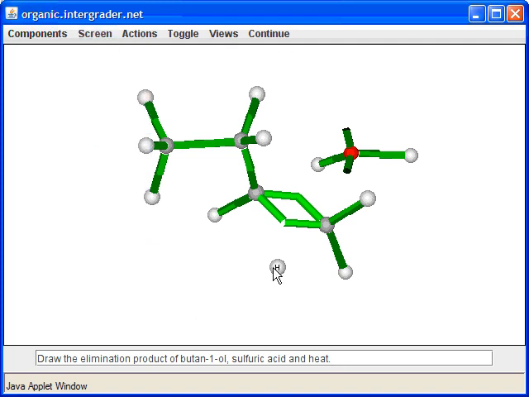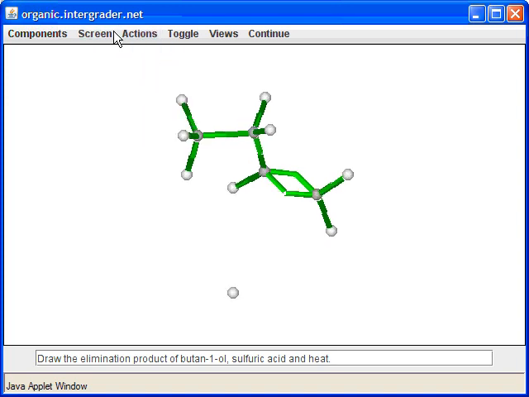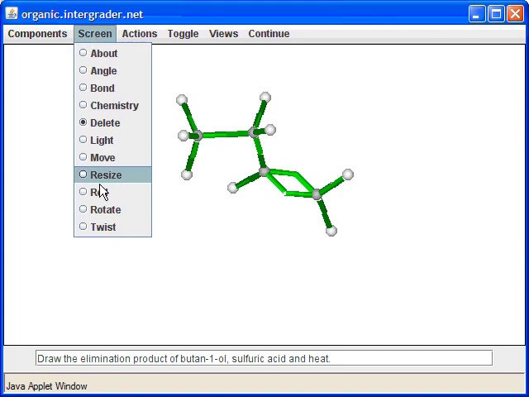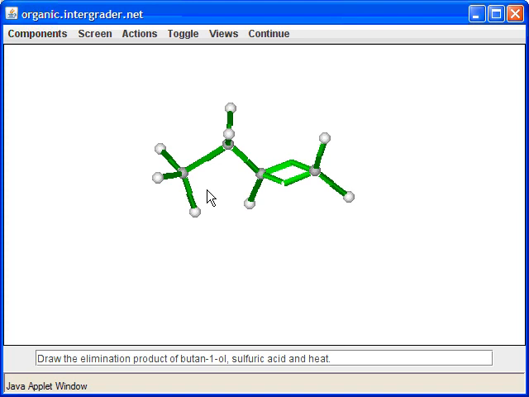For this problem right here, let's delete the extra components. I believe there's an extra hydrogen down here, so let me fit this to make sure we can see everything. Let me delete this extra hydrogen. This is what I want you to answer, even if your textbook says that it's something else.